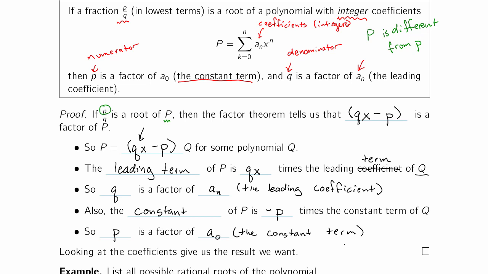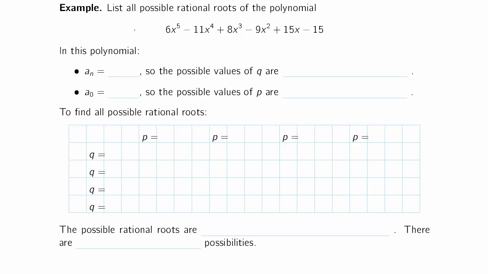Okay, how do we apply this? The thing that this does for us is that it lets us come up with an exhaustive list of all possible rational roots. So in this example, here's our leading term. Our leading coefficient is 6. The factors of 6 are 1, 2, 3, and 6, but we could have a positive or a negative value. The factors could be positive or negative.